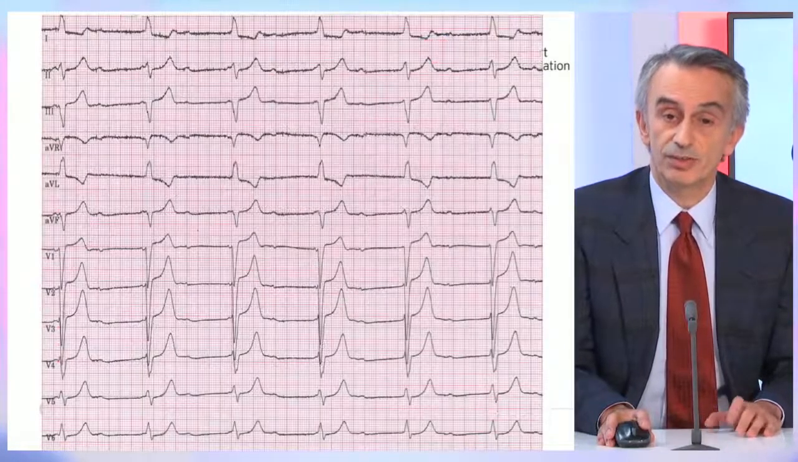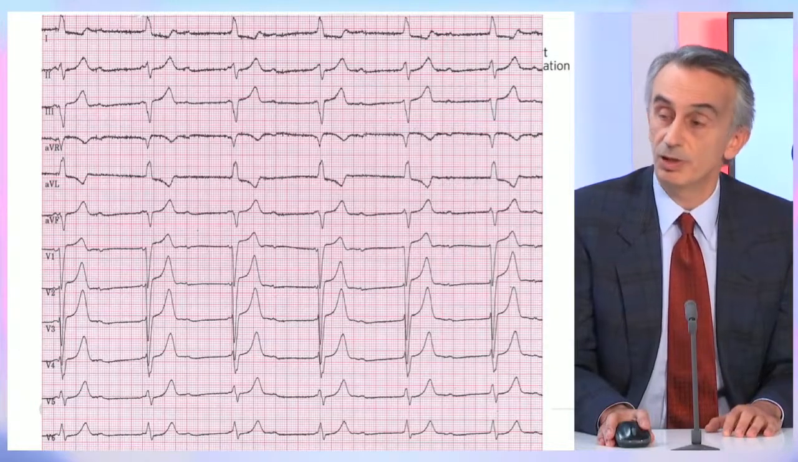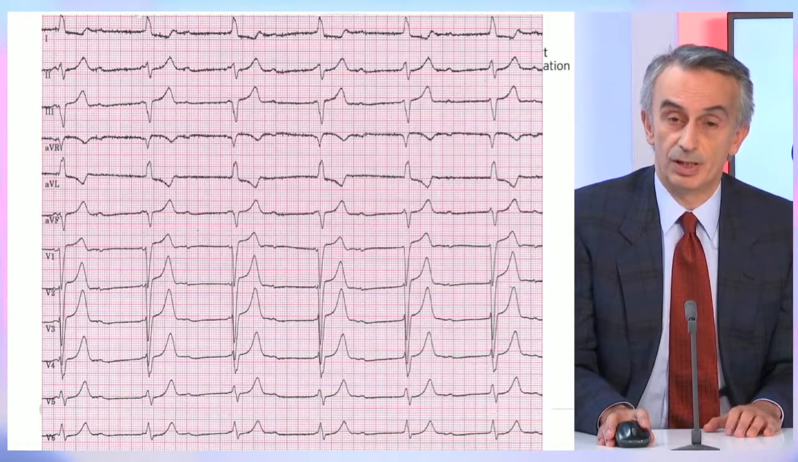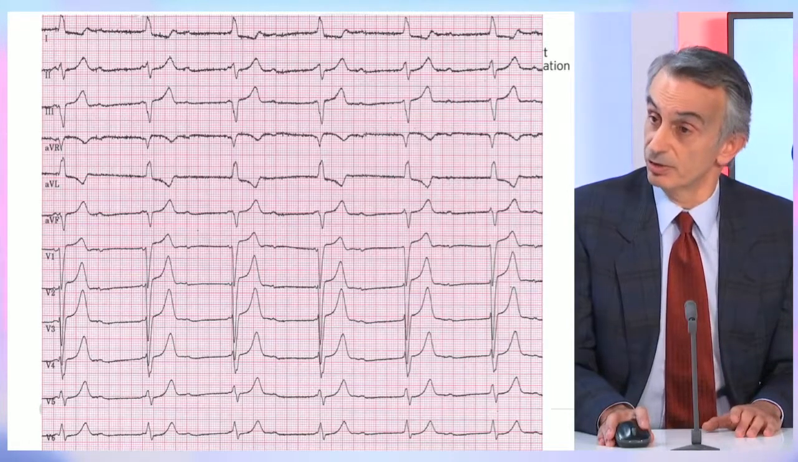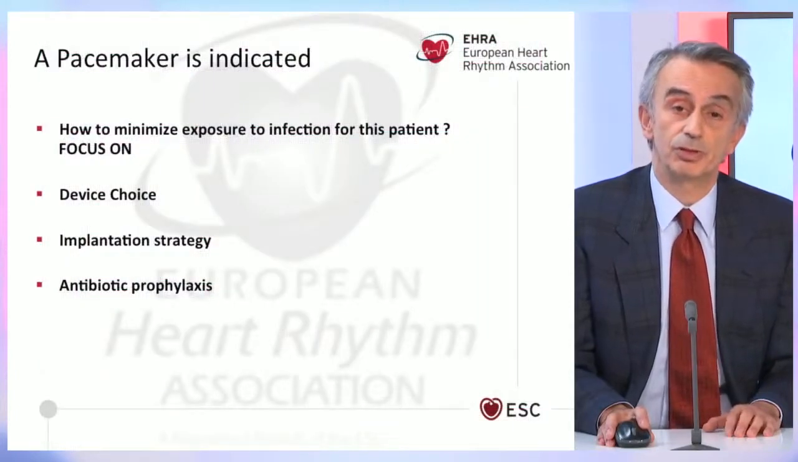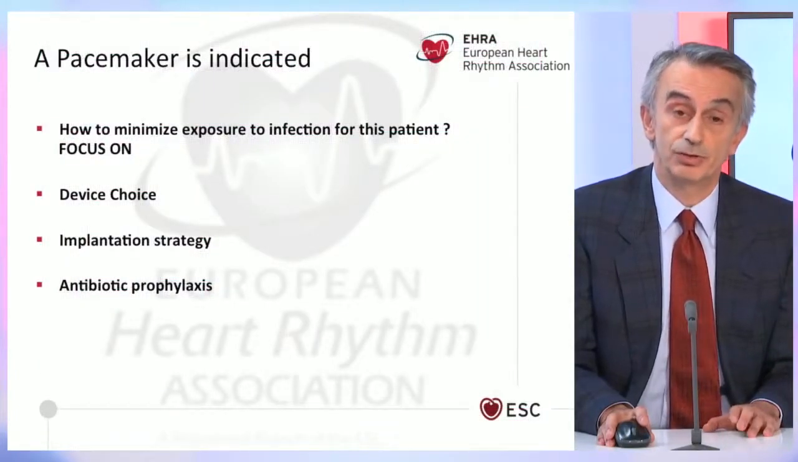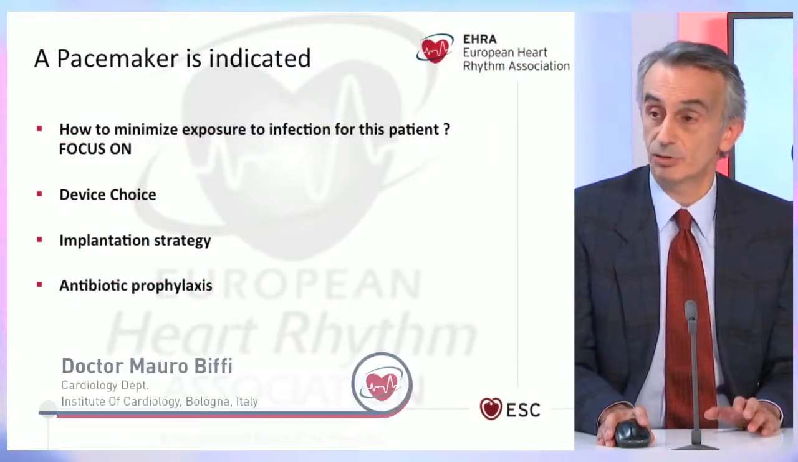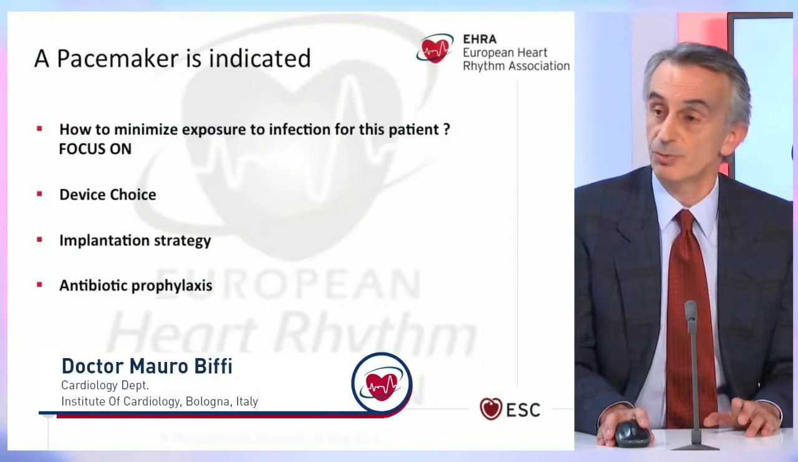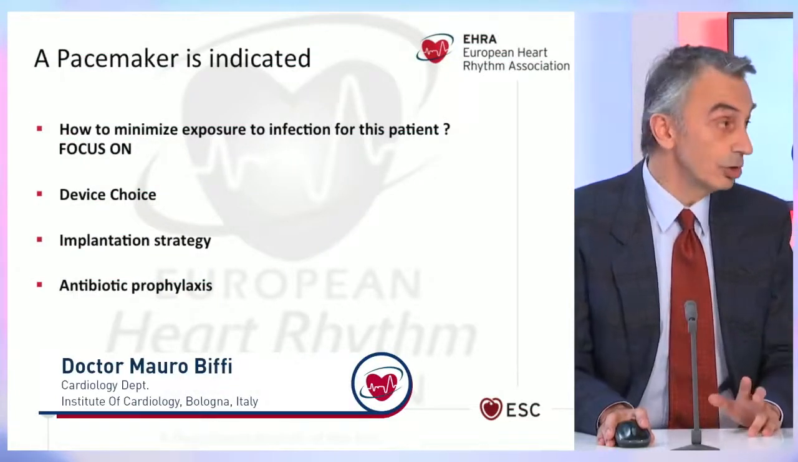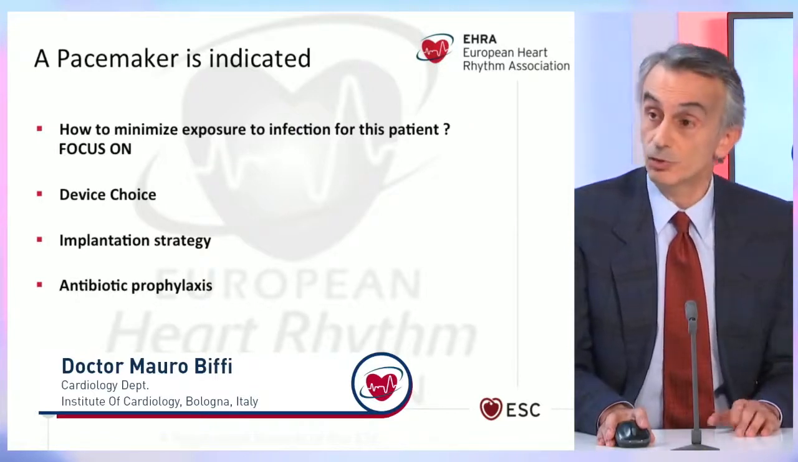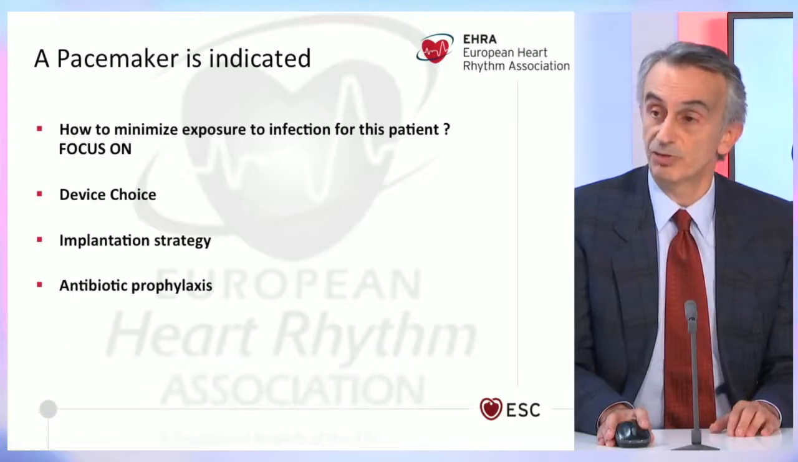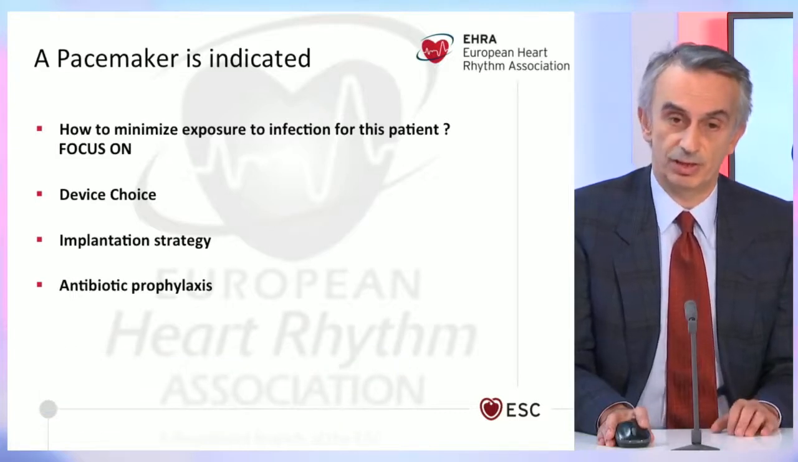For sure, you realize that the patient has complete heart block by the time you see him and has a left bundle branch block pattern. So it's a regular case for a pacemaker implantation, because now it's needed as a class 1 indication. But I want the audience to realize that we have to minimize the exposure to infection for this patient. The steps we normally focus on are the choice of the device, the implantation strategy that we follow during the surgery, and the antibiotic prophylaxis that is given to a patient like this.